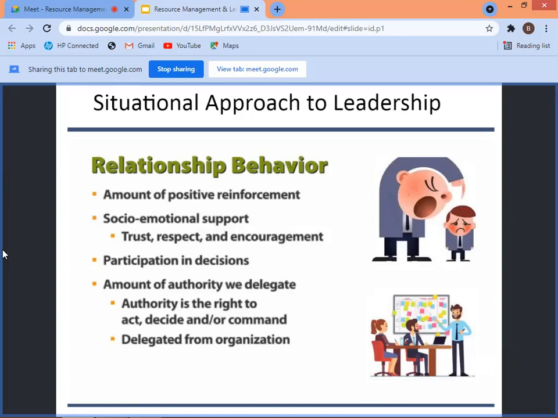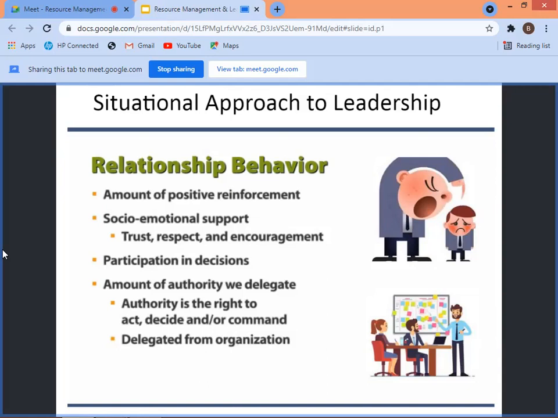Positive reinforcement. Improvement. He has to improve. He has to be trained and developed. You have to have an action plan in place so that there will be improvement. Socio-emotional support like trust, respect, and encouragement. You encourage your employees. Participation in decision making, especially if the employee has been in the job for quite some time now, he can participate in problem solving and in decision making.